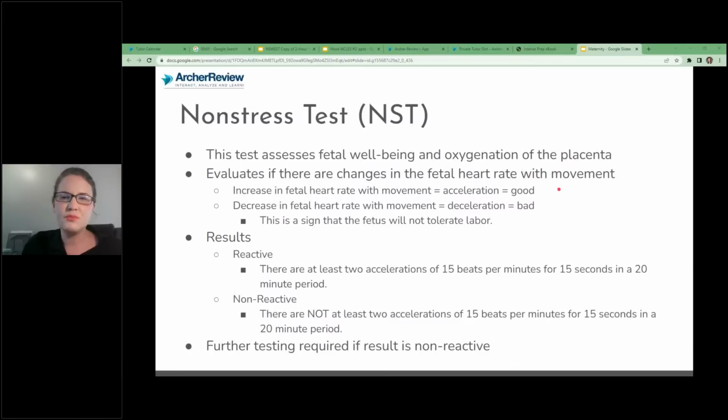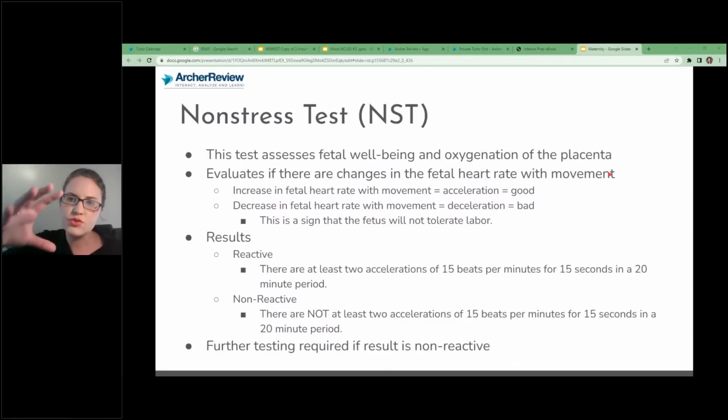Well, what do we mean by movement? Do we mean the mom's like dancing around? Not that kind of movement. What we refer to when we say movement are the uterine contractions. And believe it or not, the mother's uterus contracts the entire time she's pregnant. She just can't feel it until she's in labor typically, but she's still contracting. That uterus is always contracting.